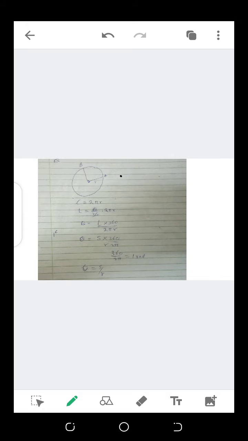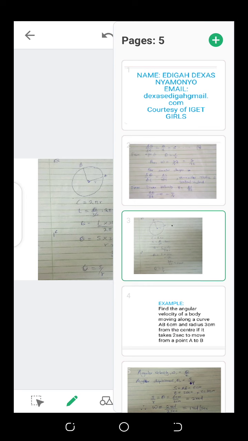So our angle theta will be specifically in radians. Don't give angles in degrees or another unit. We will give it in radians, because the SI unit of angular displacement is the radian.